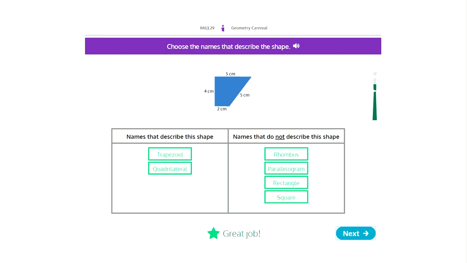The names that do not describe this shape, rhombus. Well, we talked about it in the last problem. A rhombus has 4 equal sides. These aren't 4 equal sides. A rhombus also doesn't have necessarily right angles. Parallelogram. A parallelogram has 2 pairs of parallel sides. I do not see 2 pairs of parallel sides here. A rectangle has 2 pairs of parallel sides and 4 right angles. Don't see that. And a square has 4 right angles, 2 pairs of parallel sides, and 4 equal sides. This also is not present in this shape. So there you have it.